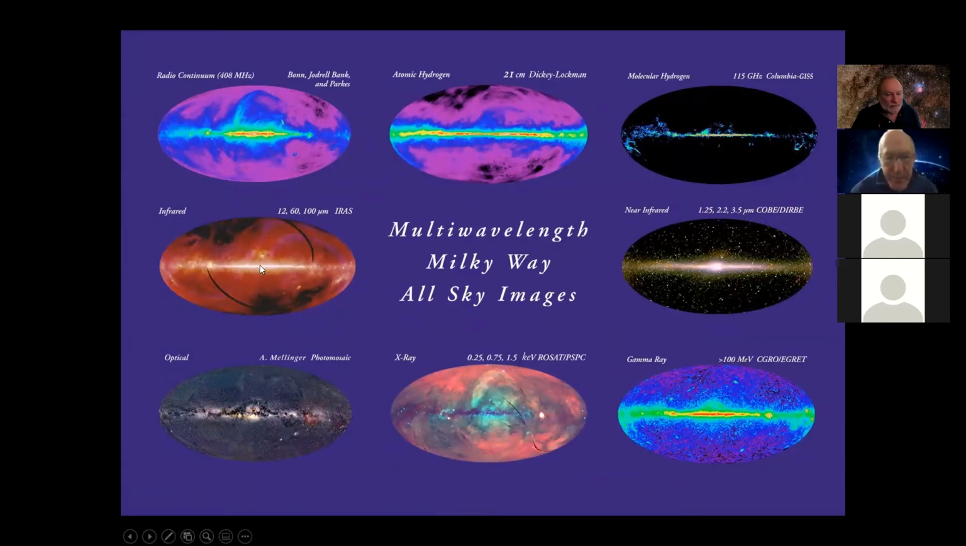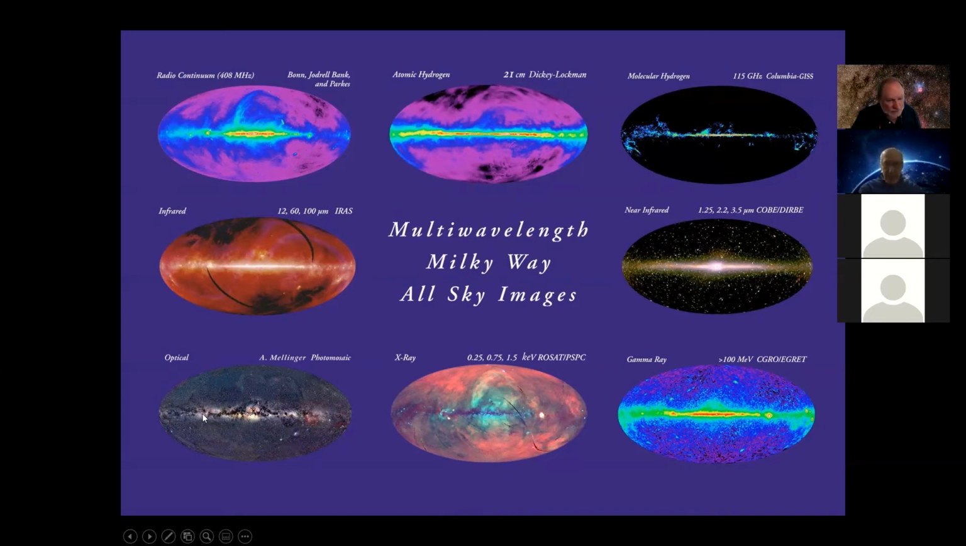The infrared, which I'll be focusing on here, traces the dust associated with clouds that have been warmed by stars within those clouds, newborn stars. That's in the far infrared. In the near infrared, you can see the stars themselves without the obscuration that you usually see in the optical and the visible. So you can see clear through to the galactic center. And that shows just how thin the disk of stars is.